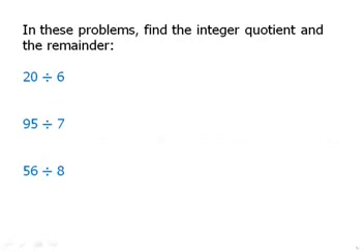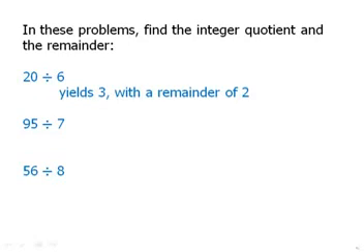In these problems, find the integer quotient and the remainders. Try and do this without a calculator. Pause the video and then I'll talk about these. 20 divided by 6, well obviously 6 goes into 18 3 times and we have 2 left over.